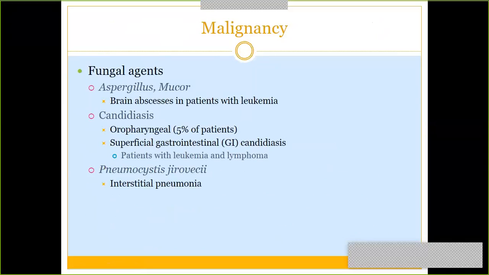Fungal agents can also occur here. Aspergillus and Mucor are typically opportunistic fungal agents, but you'll see they'll take advantage if they can. Candidiasis, which is a yeast infection, and Pneumocystis jirovecii, or Pneumocystis carinii, any of these can come with malignancies.